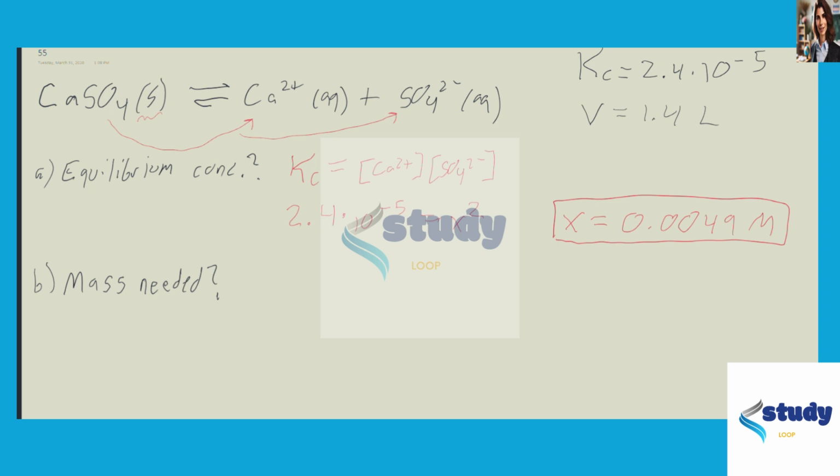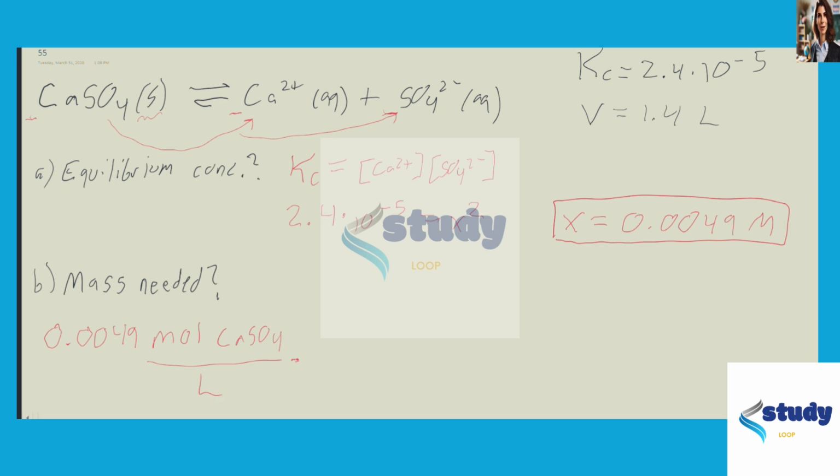Now we're asked to compute the mass that's needed to achieve this. All the coefficients in the equation up here are 1, so if we want to form 0.0049 molar of each of these components, that's how much we would need to start with our calcium sulfate. So we need 0.0049 moles of calcium sulfate per liter.